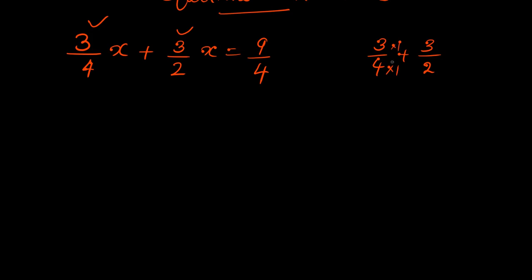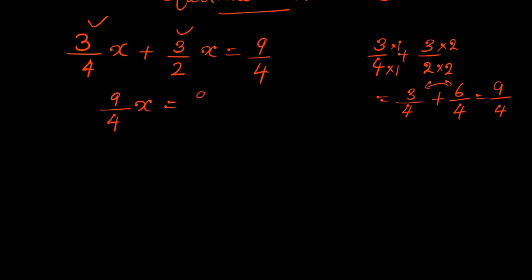Times 1 is 4. Then 2 times 2 is 4. Do the same thing with the numerator. So the question changes to 3 over 4 plus 6 over 4. That means they are like fractions now. 3 plus 6 is 9 over 4. So the left side is 9 over 4 x, which is equal to 9 over 4.